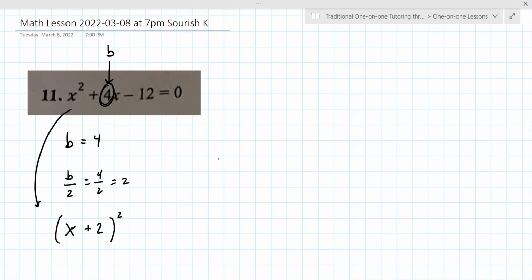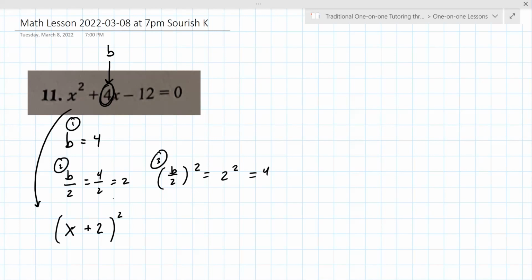we're going to put b over 2 squared. What is b over 2 squared? Well, we already have b over 2, that's 2. Squared is 4. Is that okay? So we need 3 things. We need b, b over 2, and then we need b over 2 squared. So for all of these problems, we need 3 things: b, b over 2, b over 2 squared. All right.